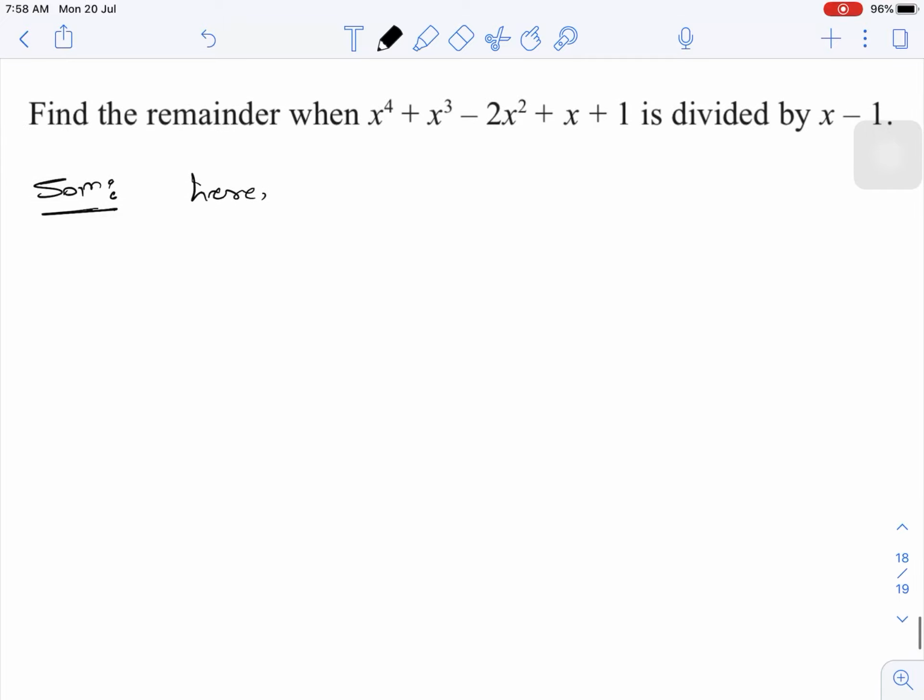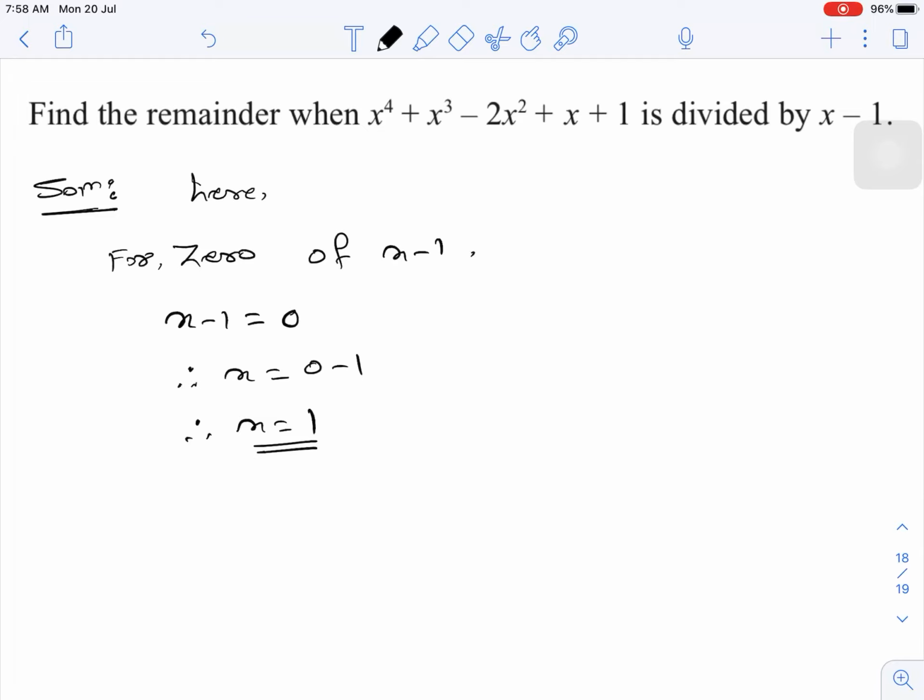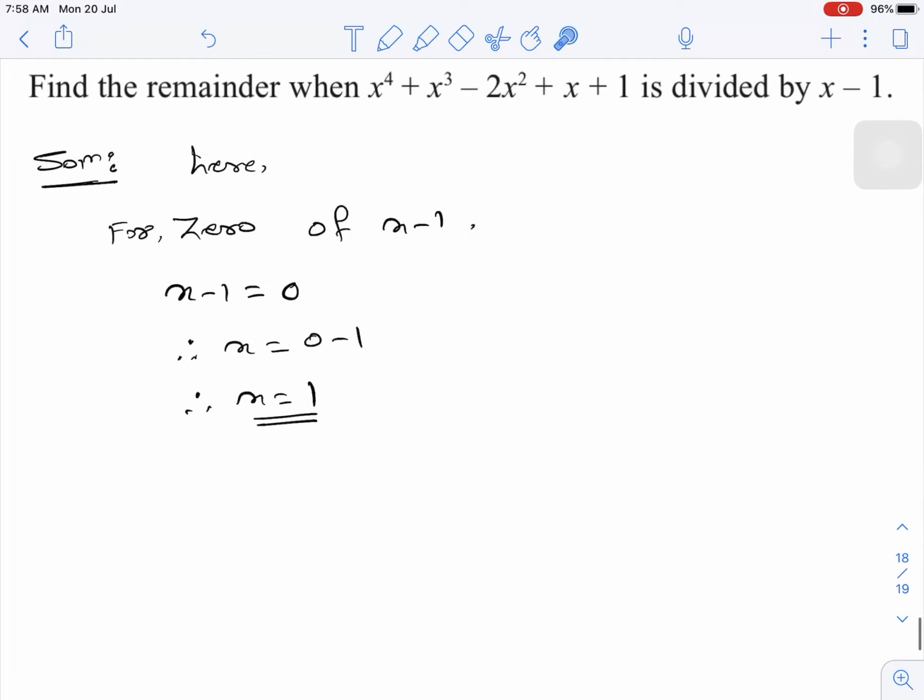So solution, for 0 of x minus 1. Now we have learned in the previous period, if you want to find 0 of this polynomial, we are putting this one as equal to 0. x minus 1 equals to 0, therefore x equals to 1. Now if you want to find the remainder of this polynomial, we will put the value of x as 1 in this polynomial.